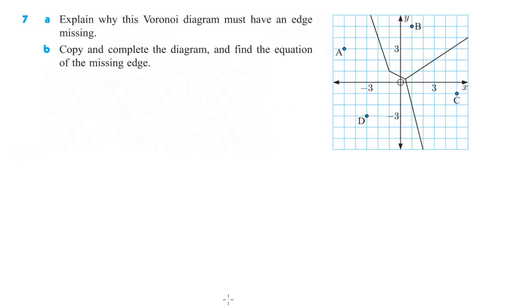Okay, we're going to take a look at one more here, number 7. Part A, explain why this Voronoi diagram must have an edge missing. Well, it's got an edge missing because there's nothing separating A and D. So they're in the same cell over here, so that can't happen. Copy and complete the diagram and find the equation of the missing edge.